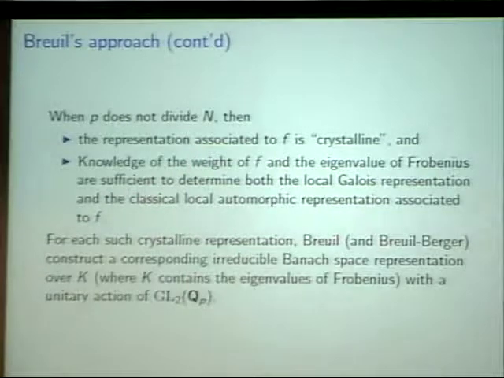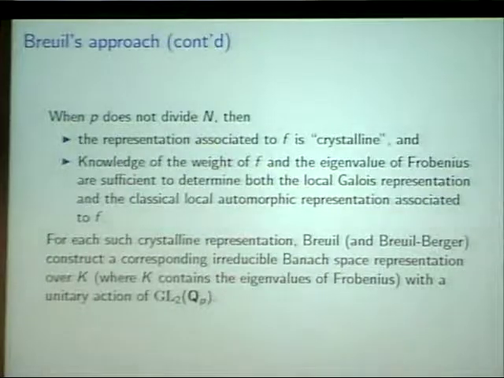And what Breuil, conjecturally, and then Breuil-Berger and really Colmez showed is how to construct for each of these possible crystalline representations an irreducible Banach space representation of GL2 of Q_p. And this irreducible Banach space representation is somehow parametrized by the Frobenius data. To just say very simply what these things are, there's a smooth representation which is associated to this Frobenius under the usual local Langlands correspondence.